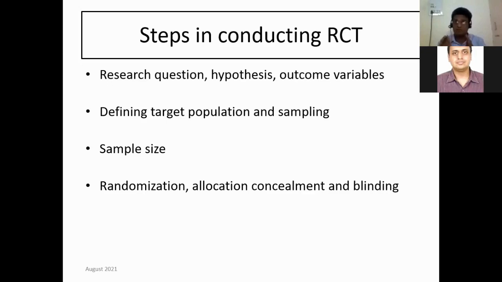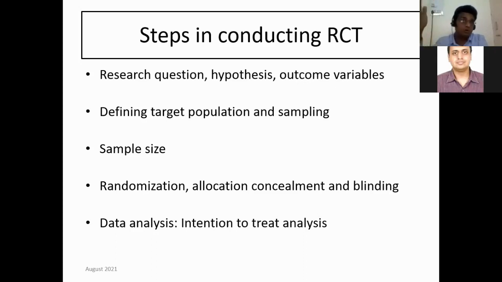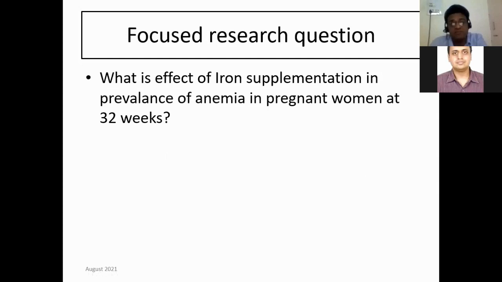How will I randomize this group? Once the group has been decided, I have to randomize into two groups. And then how do we do allocation concealment? How do we do blinding? And once the outcome is analyzed, how do we do the data analysis? Do we use an intention to treat analysis, or a per protocol analysis? That will depend upon what kind of data analysis you are doing. So the basic steps are: identify a good research question, define the target population, decide the sample size, then randomization, and then the final analysis. So let us start analyzing each and every step one by one.